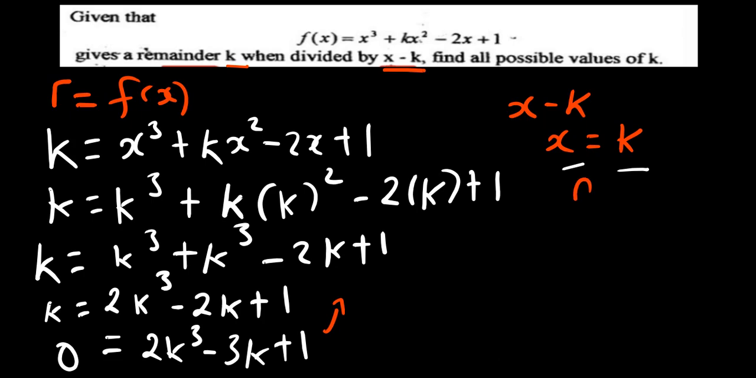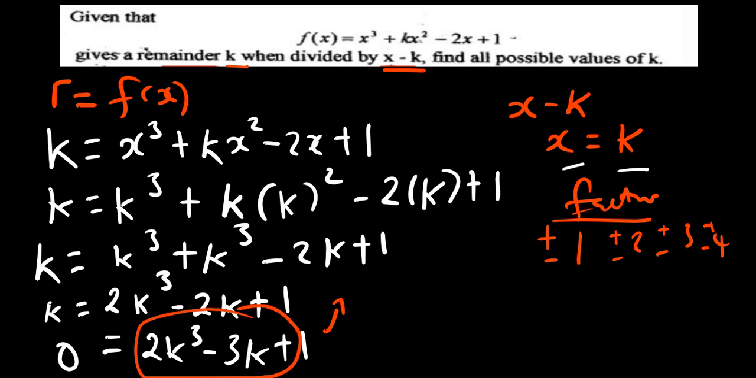So let's pick our factors. The most common ones that you can pick are positive or minus 1, positive or minus 2, positive or minus 3, positive or minus 4. At least try these in this expression. If it gives you 0, then that value is a factor.